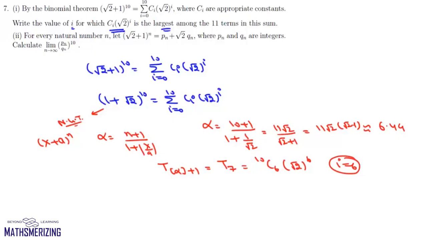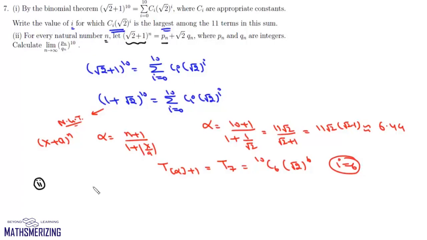Now we come to its second part. It says, for every natural number n, let root 2 plus 1 to the power n be Pn plus root 2 Qn, where Pn and Qn are integers. Then we need to find this limit n tends to infinity Pn upon Qn to the power 10. Now if we take this limit here, it'll be infinite. So we won't get any result from this.